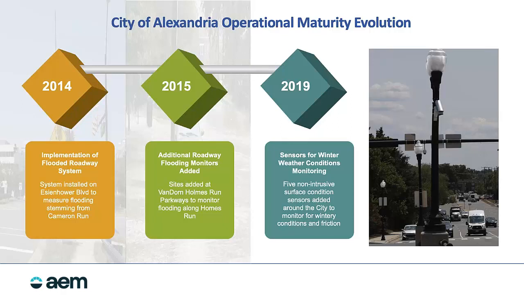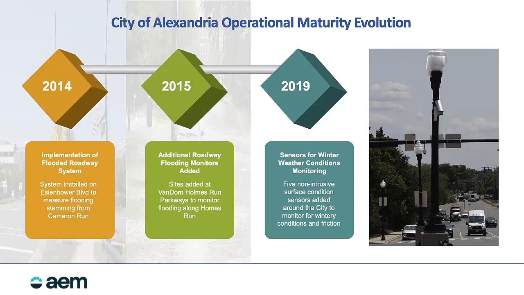So we put five of these guys in 2019. They stuck five of these around different areas of the city, some on bridges, some in areas that have hills where they have some issues, like stoplights on these hills, and they want to make sure those are treated nicely to allow people plenty of time to stop at the red lights. Those are providing the friction values, again, that are super important for them to get out and treat.